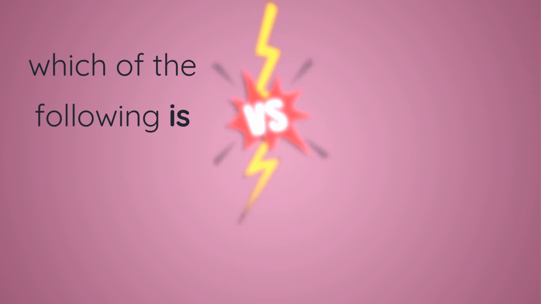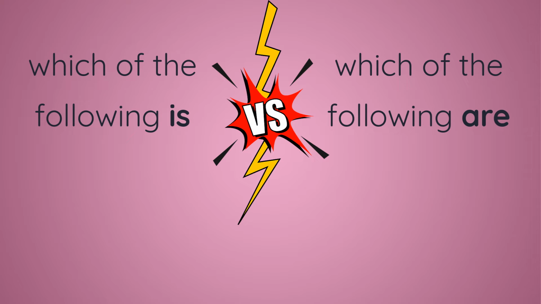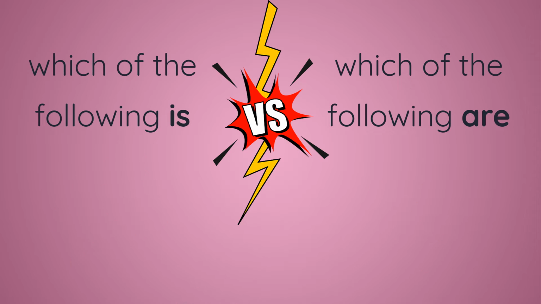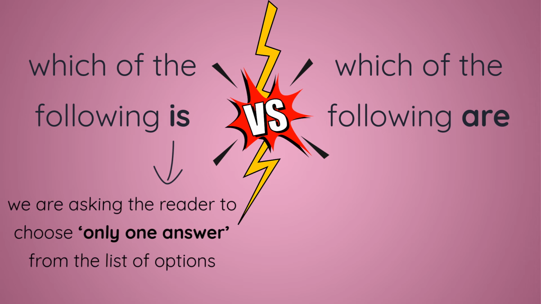"Which of the following is" or "which of the following are"? Actually, both are correct, but there are important grammatical points to consider about each of them. When we use a singular verb after "the following," we are asking the reader to choose only one answer from the list of options. Look at the following examples to understand this better.